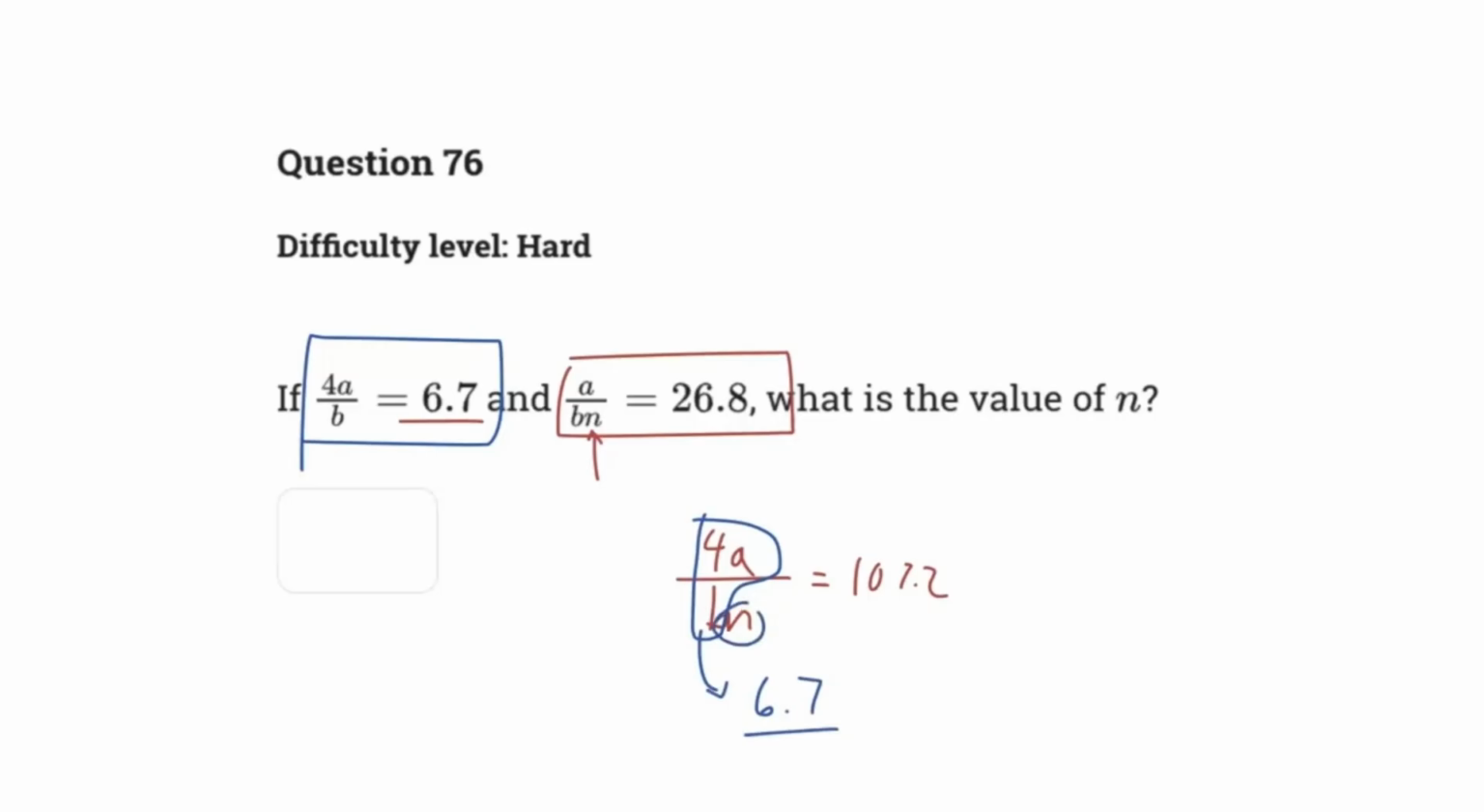So 6.7 over n is equivalent to 107.2. You can rearrange this to solve for n, and we would get a value of 6.7 over 107.2 equals n. And 6.7 over 107.2 also just simplifies to 1/16, and therefore our value of n is 1/16.